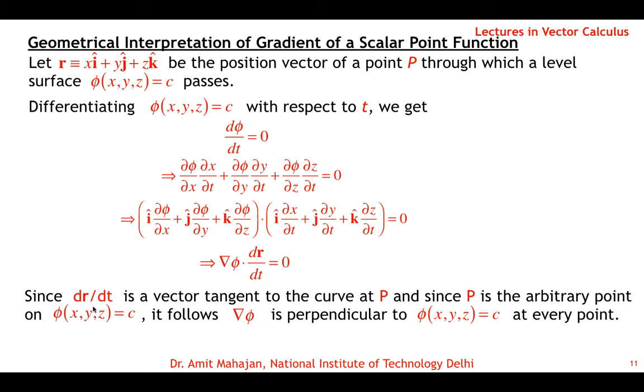and since P is any arbitrary point on the surface, that means the gradient, which is normal to this, will be normal to the surface. So the gradient of phi is always normal to the surface phi equal to constant. That's the geometric interpretation of the gradient.